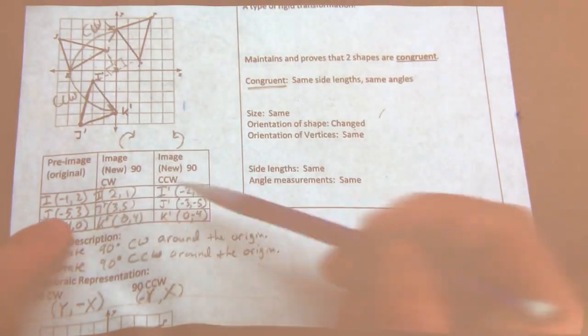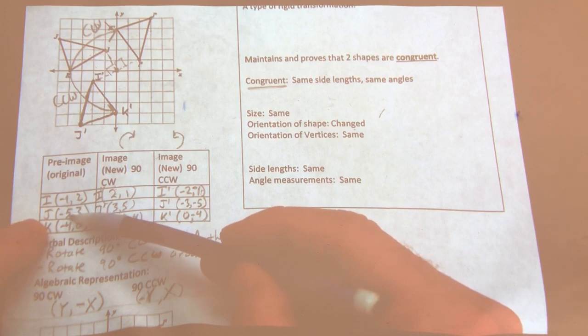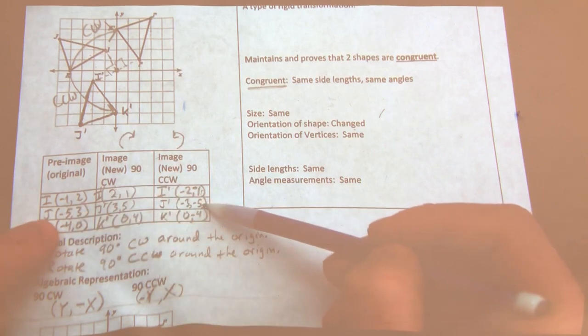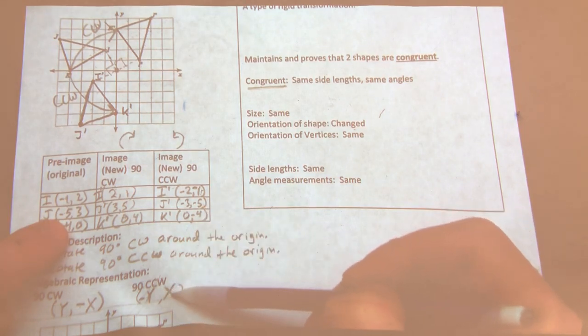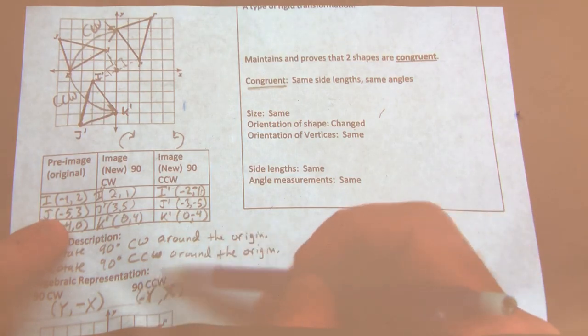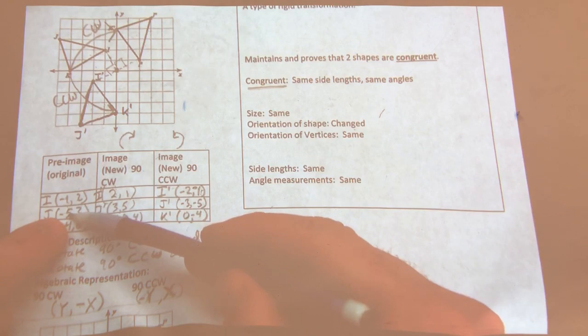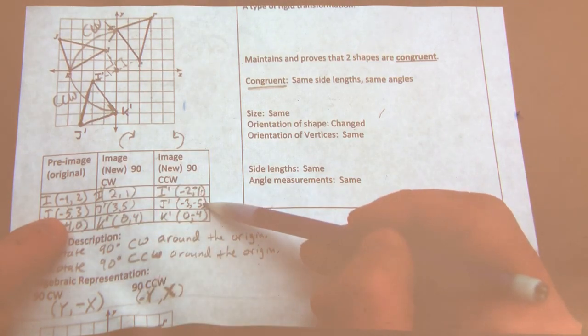So I had -5 for x here for J, and then on J prime, the -5 is my new y coordinate. So you can see in the position of the y coordinate we put in x, meaning the old x coordinate. So this is the formula for the rotation, or the expression that represents the rotation. Use your old x coordinate for your new y coordinate. So my old x coordinate was -5, I'll put it in place of y over here.